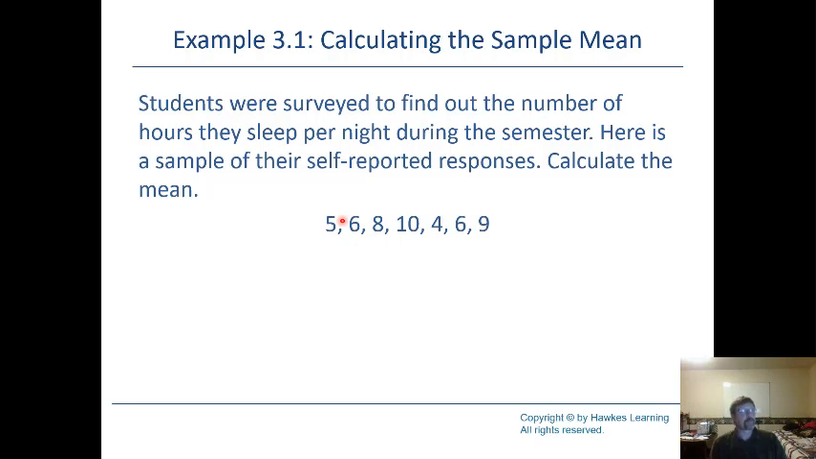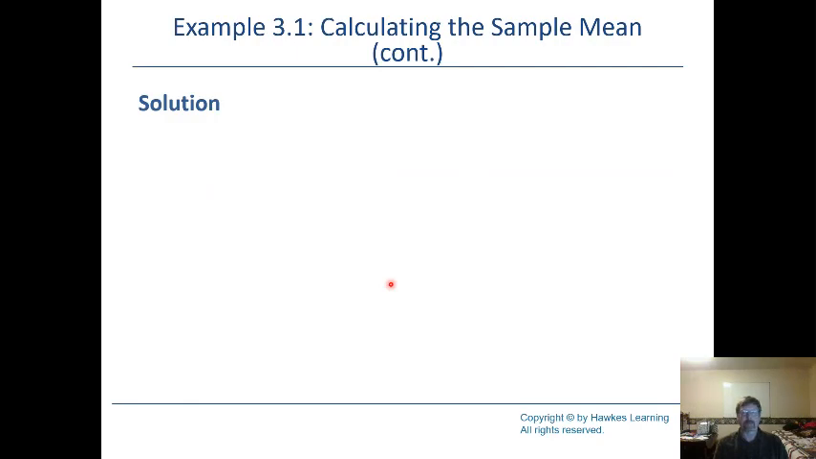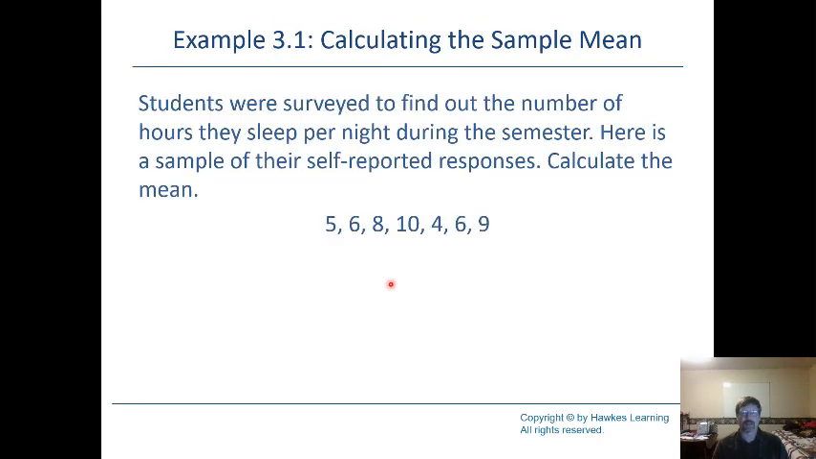All right, so if we survey some students to find out the number of hours they sleep per night during the semester, there's their self-reported responses, so 5, 6, 8, 10, 4, 6, and 9. Somebody is lucky. Wow. Okay. Let's calculate the mean. So, how do we do that? Take a minute and do that. We give you that so you can write it down. Unpause when you're ready to continue.